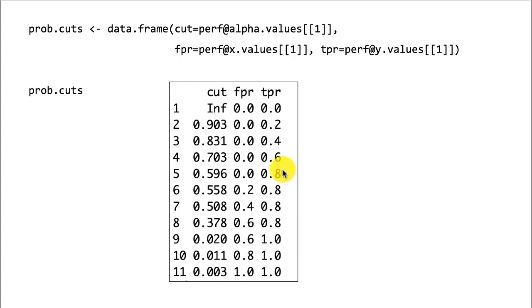You may say, well, I don't want that, that's too costly for me. So this is the point we want, and therefore we will choose the cutoff of 0.596. Essentially, that's what you have to do: find out which true positive, false positive combination is good for you and choose the corresponding cutoff.